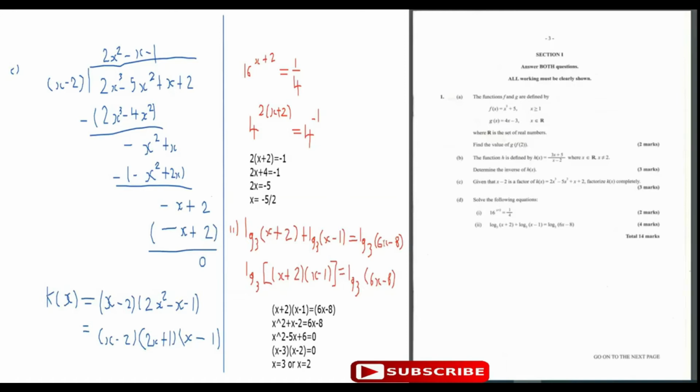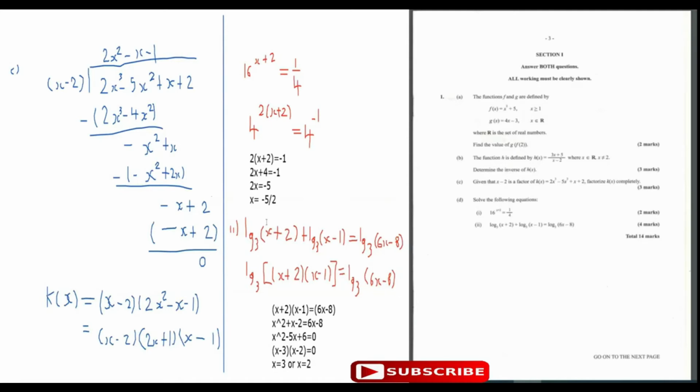Put the 3 here, see if we get the same. What are we saying? 3 plus 2 is 5. 3 minus 1 is actually 2. So both of them will be log to base 3 of 10, which is true.